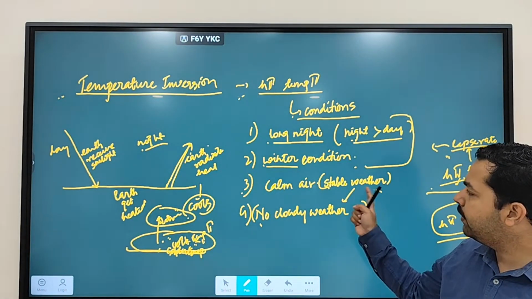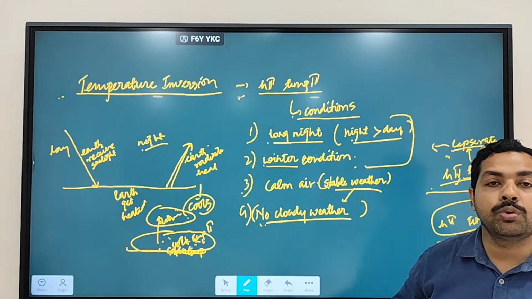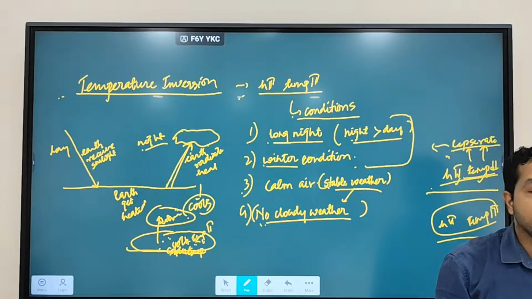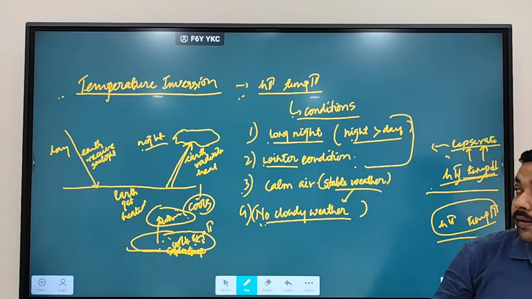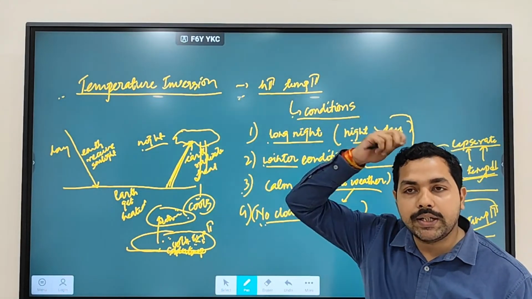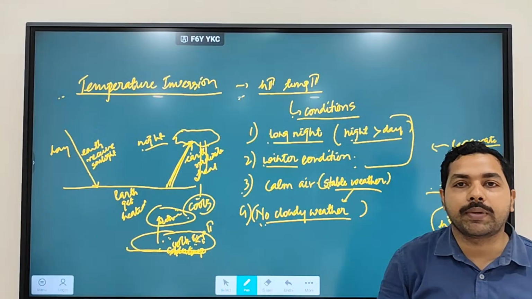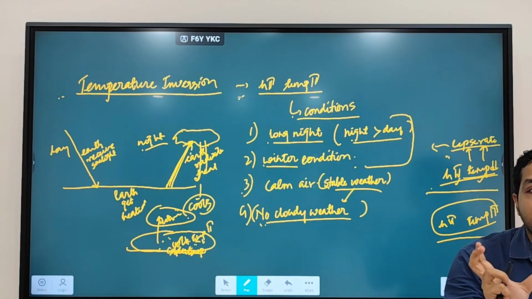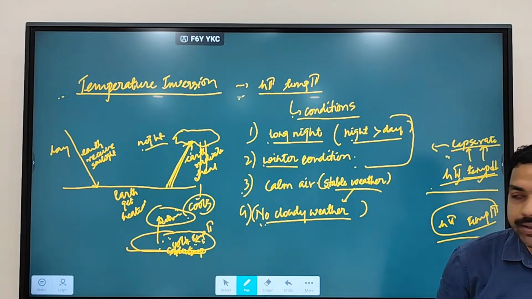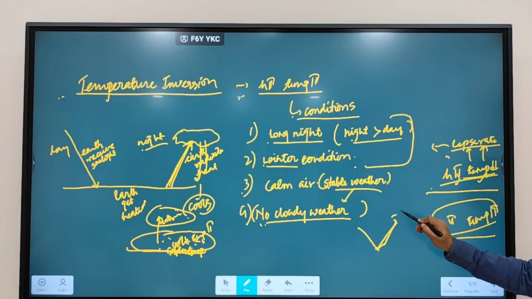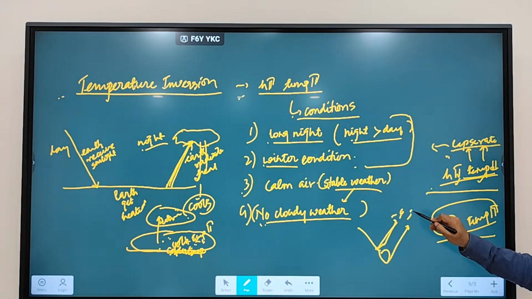Second thing, we have written stable weather or no cloudy condition. If cloudy conditions are there, then what will happen? It will reflect whatever heat the Earth is radiating. This heat will be reflected back onto the Earth's surface. You know that cloud absorbs heat, no? Heat budget we have discussed. When sunlight comes, some amount is reflected by the atmosphere, some is reflected by the clouds, and some is reflected by Earth's albedo.